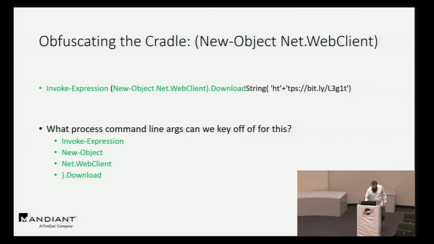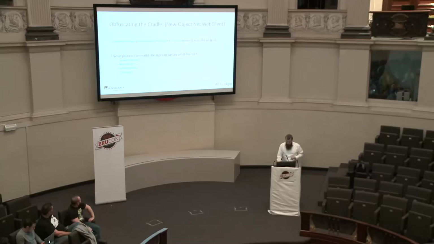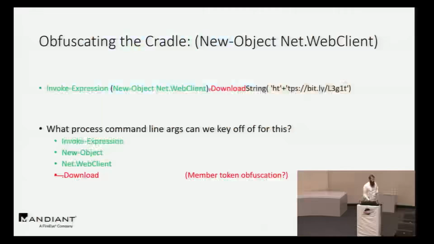All right, so .download. Now the parenthesis. Why might this be problematic? Well, new object net.webclient we can actually set as a variable, and some tools do this. Typically they'll call the variable WC or something like that. But then you just have variable name .download string. So let's get rid of that parenthesis. So next, how could the dot be problematic if we're including this in our signature, in our trigger?